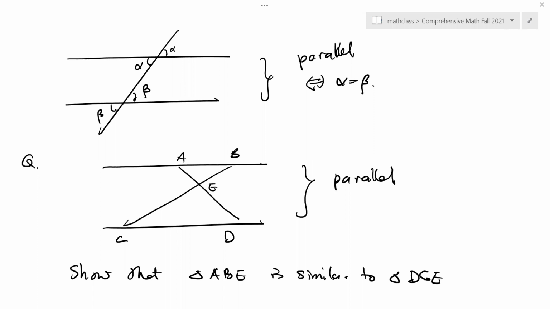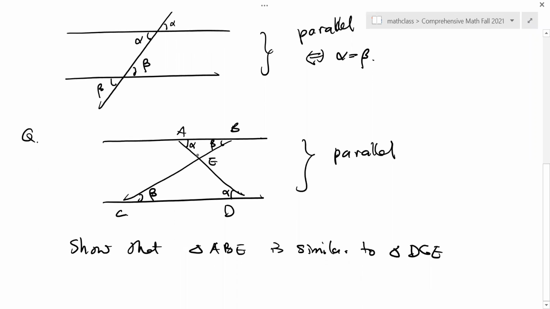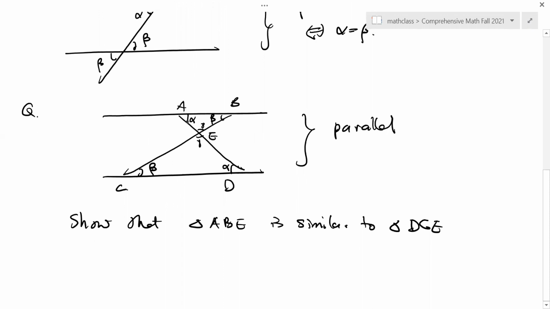Let me use a different color here. If this is the angle alpha, since those two lines are parallel, this will be alpha too. If this angle is beta, then that angle is beta. This must be gamma because they point to each other. So you have two triangles that look different, with different sizes, but the corresponding angles are equal. A corresponds to D, and C corresponds to B.